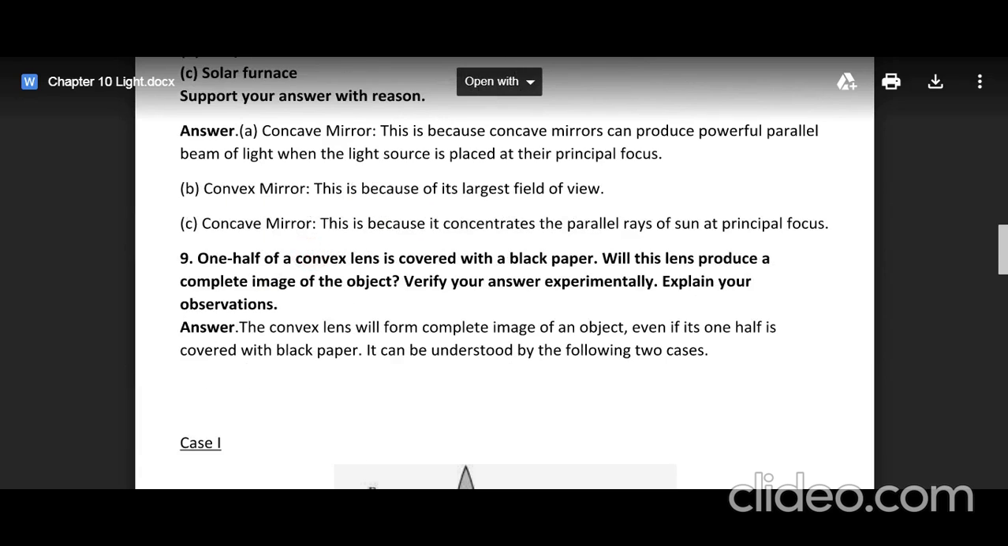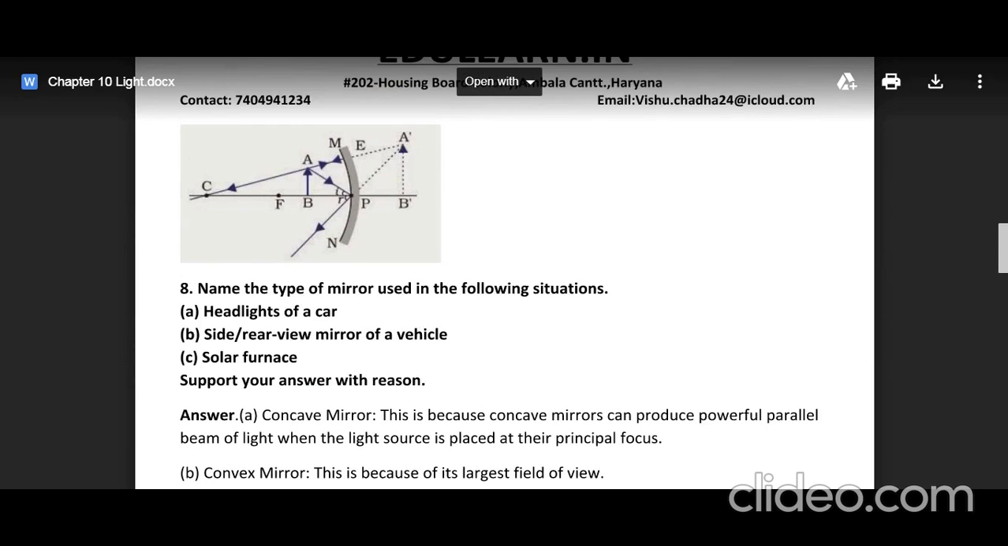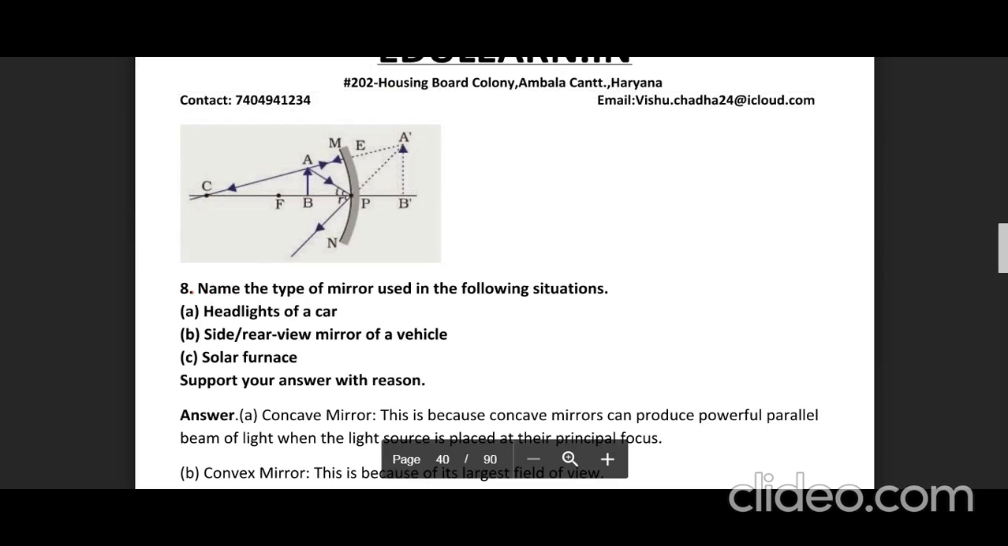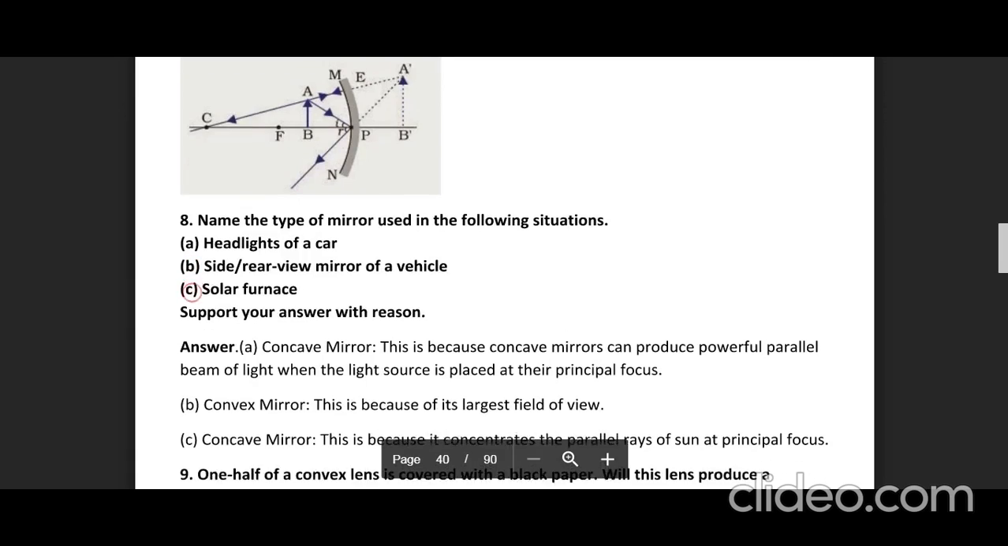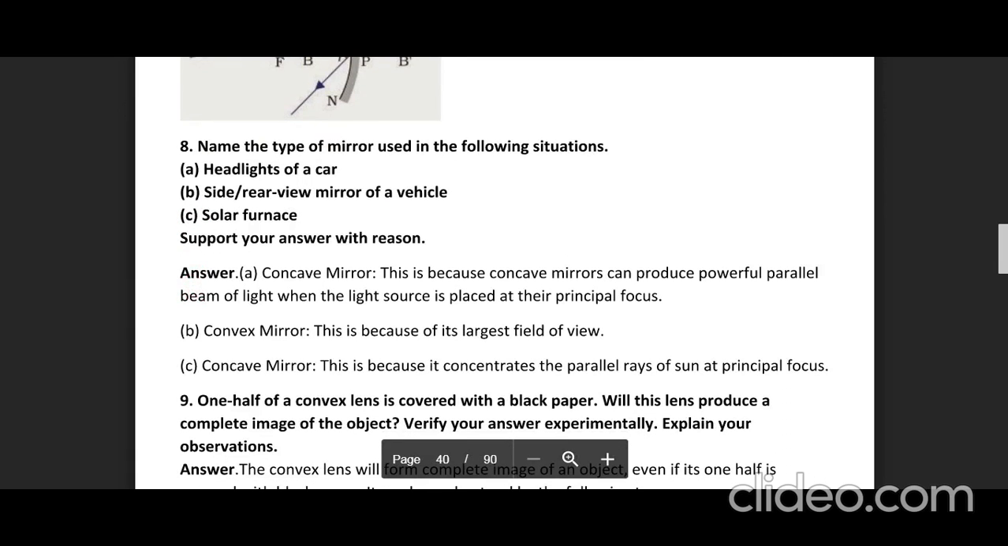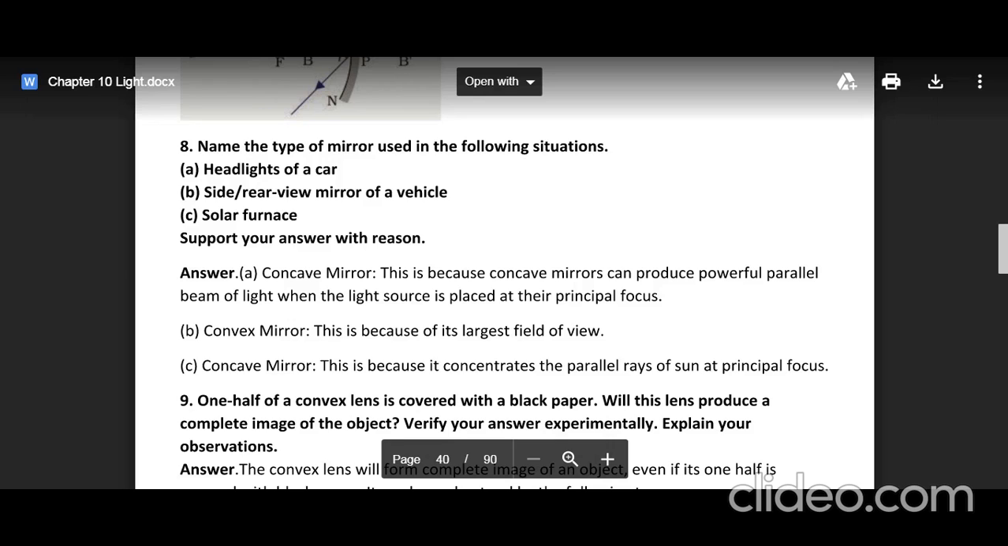That's a most important question, and the other important question is this. This is my favorite question. Name the type of mirror used in the following situations: headlight of a car, side or rear view mirror of a vehicle. Support the answer with reason. So in the headlights of a car we use a concave mirror because it produces a powerful parallel beam of light when we place the light source at its focus, okay? So from the focus it forms a very good beam.